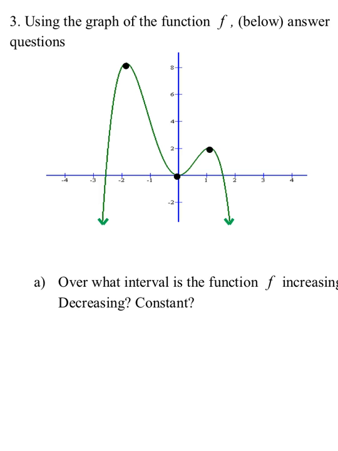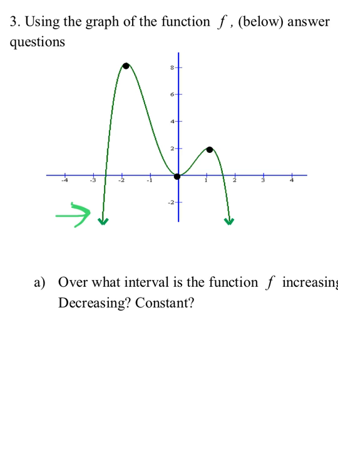All right, so in question 3, we're going to use this graph of the function f to answer the questions. And the first question is, over what interval is the function increasing, decreasing, and constant? So first of all, I want to look at this graph from the left. As I'm approaching this graph from the left, what is happening to the y values? As my x gets larger, what happens to y? Well, at this point right here, I'm coming in from negative infinity.